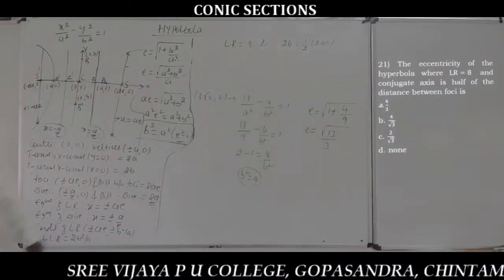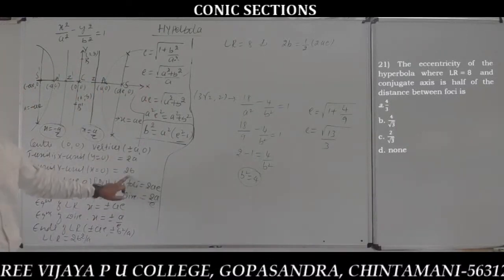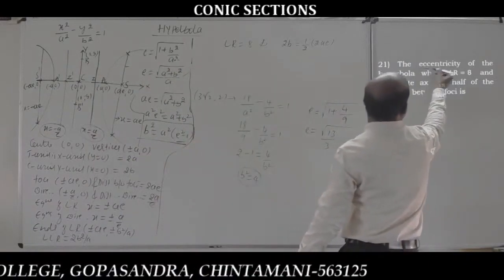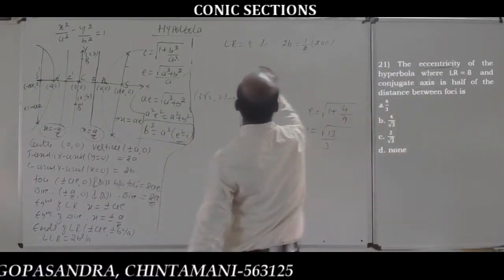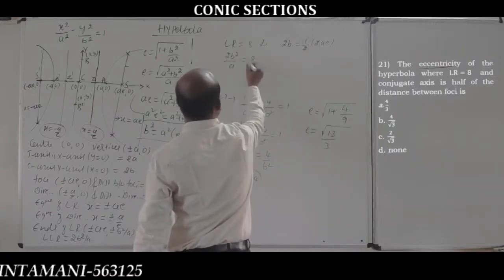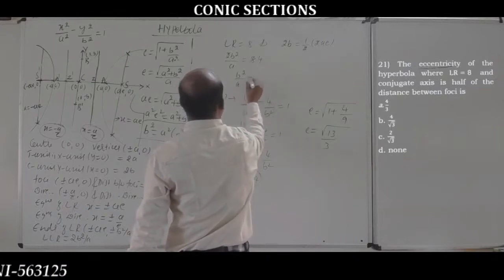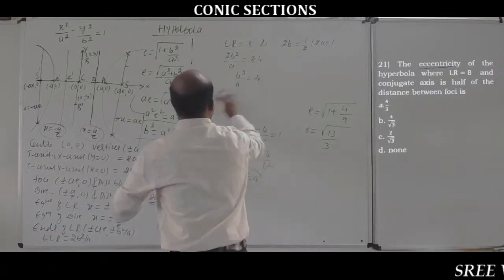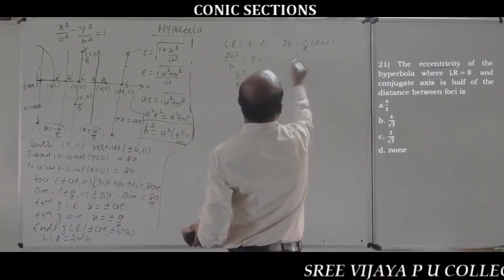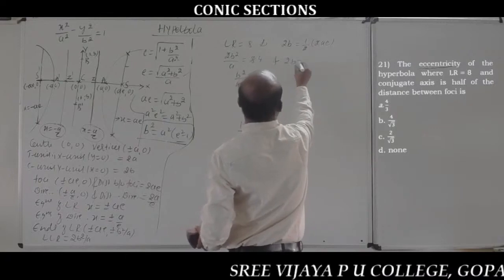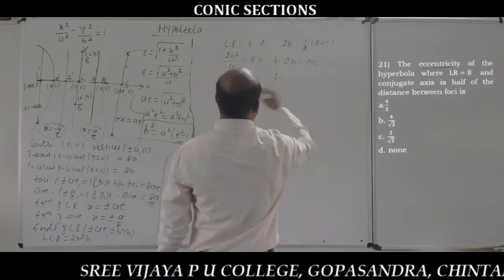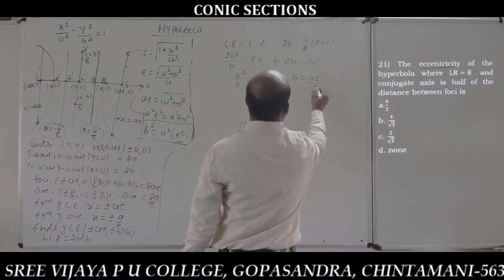Okay, see, the conjugate axis is 2b. We have to find the eccentricity of the hyperbola, and now these two get cancelled. Latus rectum is 2b square by a equals 8, so b square by a equals 4. And here, 2 times b equals a into e. So the value of b becomes ae by 2.